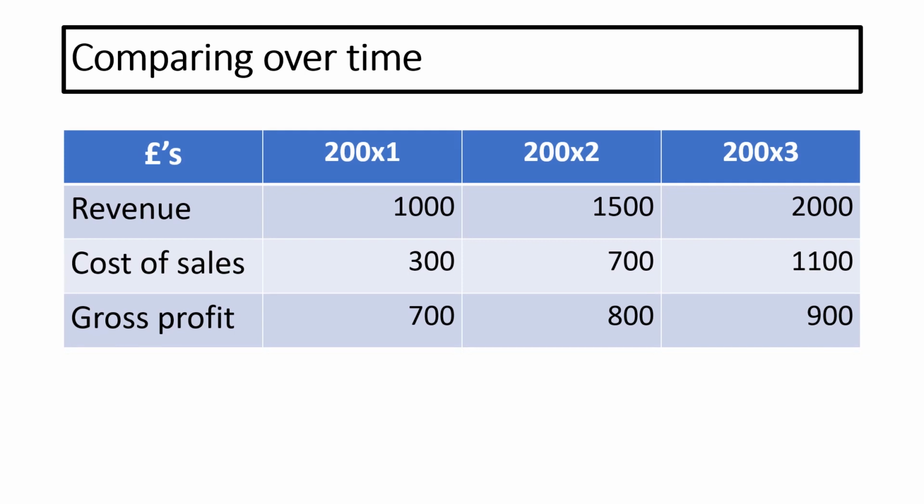Now, we can use the gross profit margin to compare a business over time. So if we have a look at this business, it's got revenue which is going up, it's got cost of sales which is going up, and you'd think as you sold more it would cost you more to make them, and we have gross profit that is also going up. So if we can calculate the gross profit margin for each of these 3 years, we would be able to see which year they keep the most money as a percentage as gross profit.